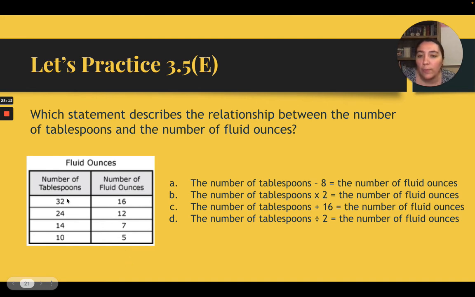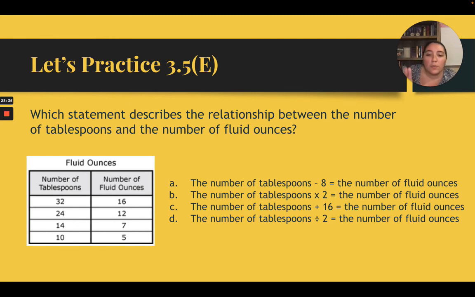So remember, we're going from left to right. So if I'm going from a larger number to a smaller number, when we go from large to small, there's 2 operations that we can use. Think about what those 2 operations are. Okay, so one of those operations could be division, and one operation could be subtraction.